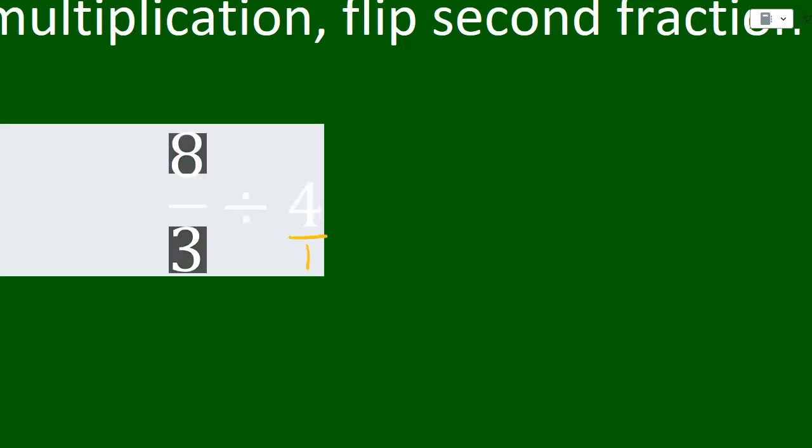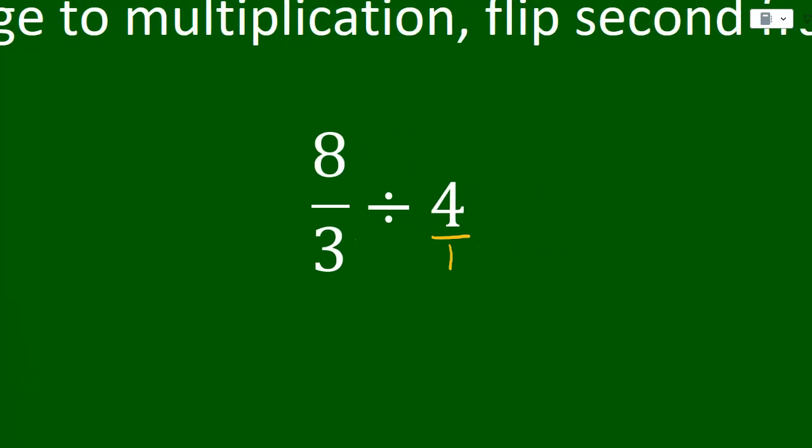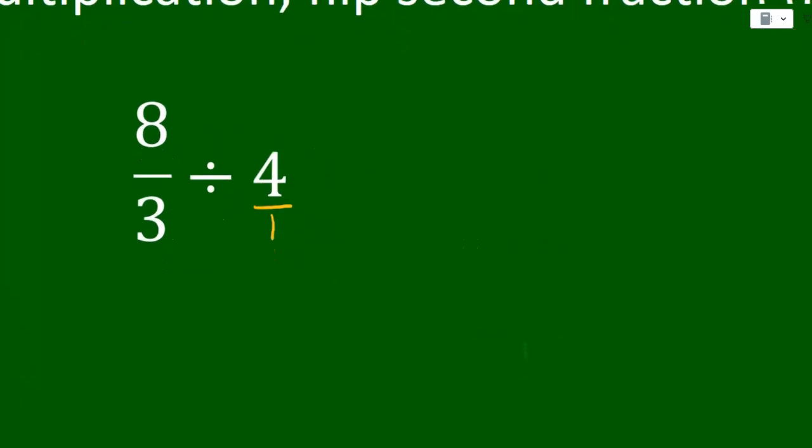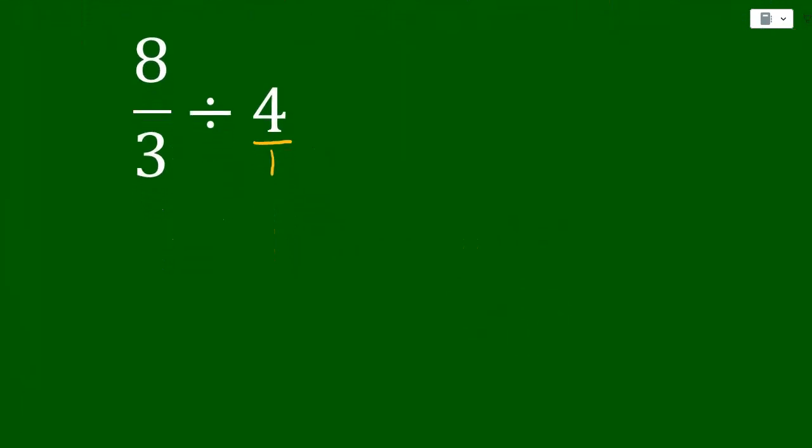So if we keep change flip this, I swear OneNote's going to drive me crazy, the way it bounces around. We're going to keep 8 over 3, change the division sign to multiplication. OneNote wants it to be a circle, but that's okay. I'm going to fill it in. And then we're going to flip the 4, or 4 over 1, to 1 over 4. So don't be confused by the whole numbers. Put them over 1 whenever you're dealing with fractions.